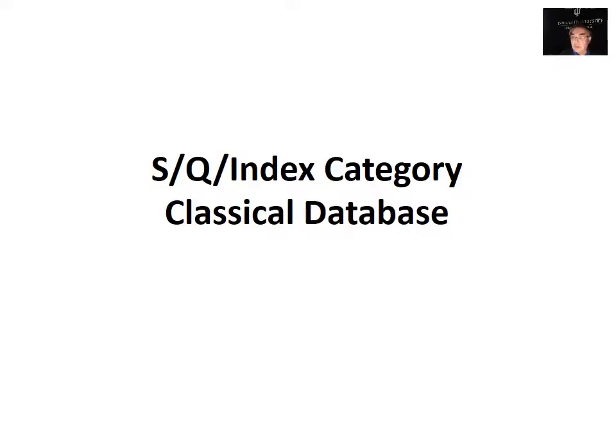Now in this section, we're starting a set of subsections which go into details in some areas of the application structure. The first one we're going to look at is classical databases, which are part of the search query index category.